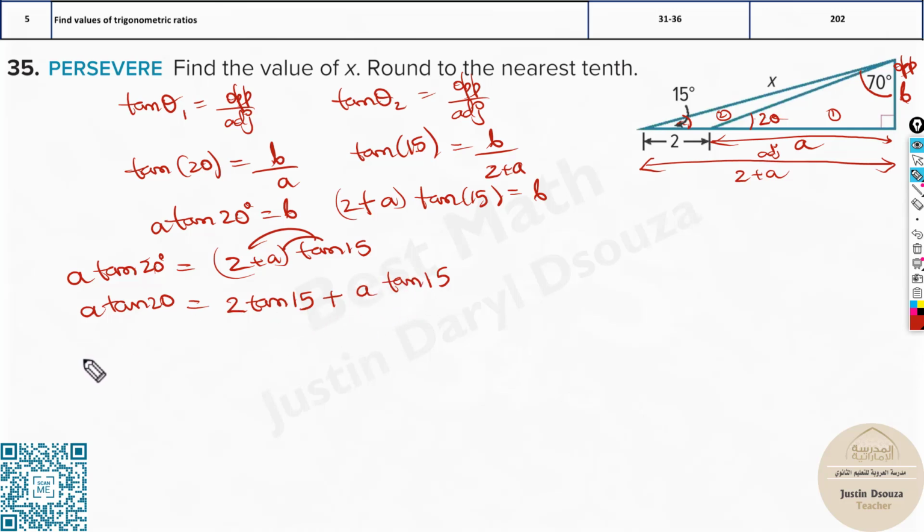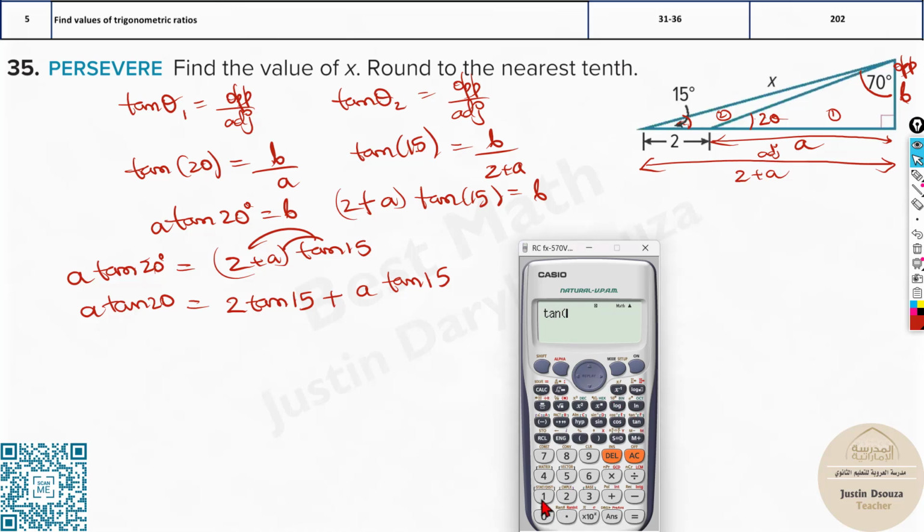So I'll take this tan to the other side. Now, how would you take that? You should know which is bigger. So let's use our calculators and check. Here, let's put tan 20 first. It's 0.36. What about 15? It's 0.26. So tan 20 is bigger. So leave this over here and take this to the other side. So it'll be A tan 20 degrees minus A tan 15 degrees, that will be equal to 2 tan 15.